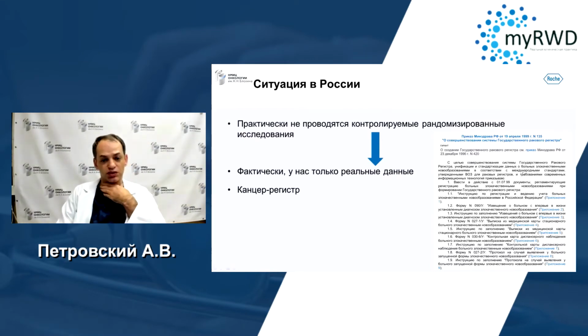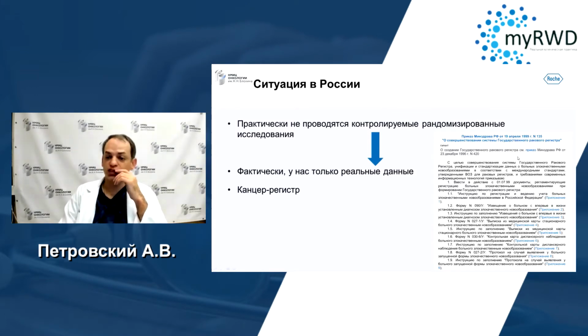What happens in our country? RCTs are almost not carried out. Yes, we participate in some international studies, but we don't have our own. In oncology, there are only single studies; it's easy to count them because there are very few. That's why, in fact, we have just real data, but we have a big advantage. We have a very good population cancer registry, where we include about 97% of all oncology patients. This is much better than in Germany or France or many other advanced countries.